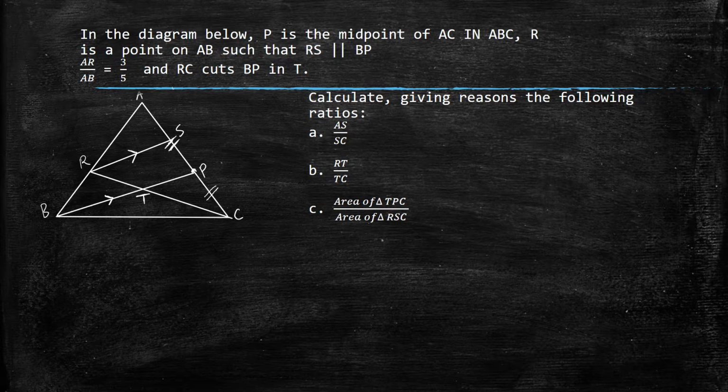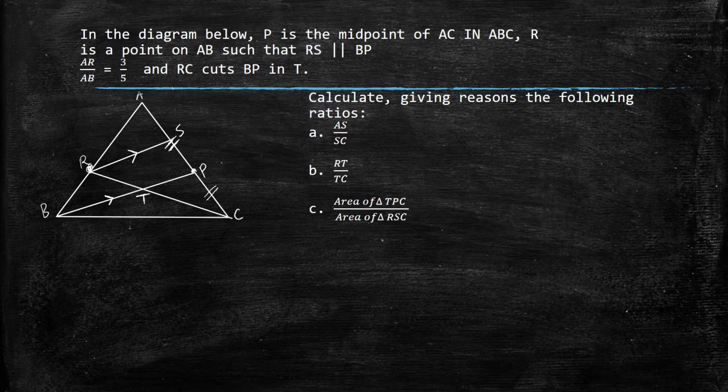Okay, so let's move on. In triangle ABC, R is a point on AB. We can see that R is a point on line AB, such that RS is parallel to BP, and they've indicated it with the sign of parallel. They're saying AR over AB is equal to 3 over 5. So the ratio of line AR to AB is 3 over 5.